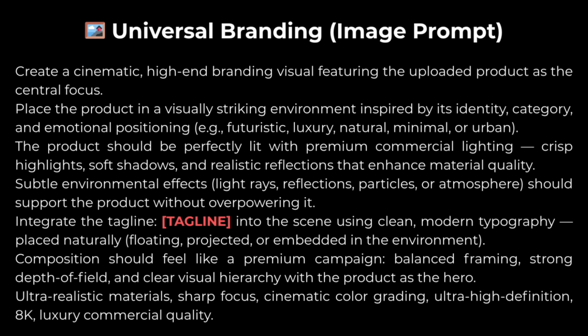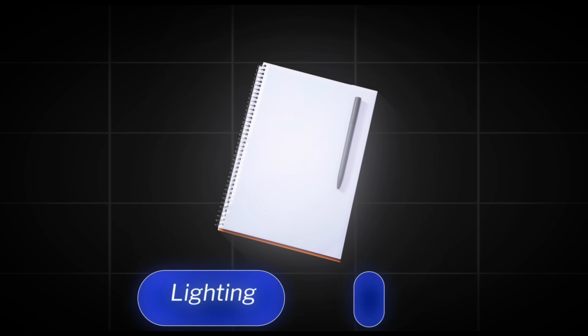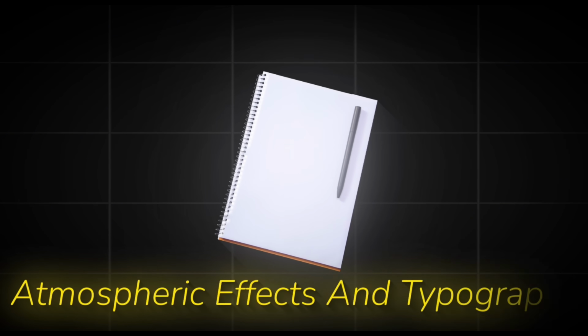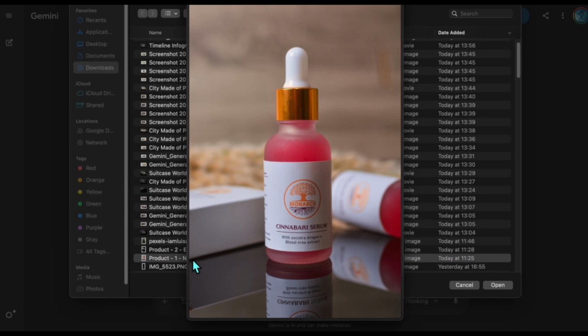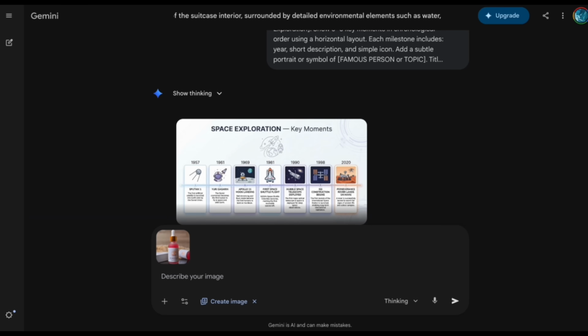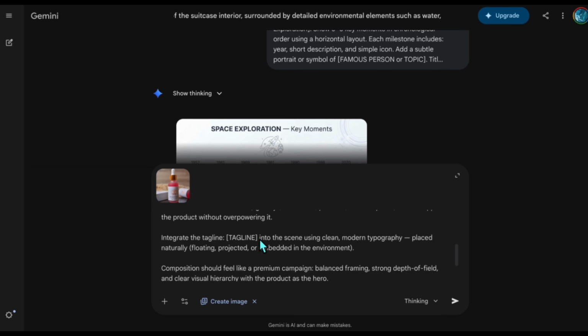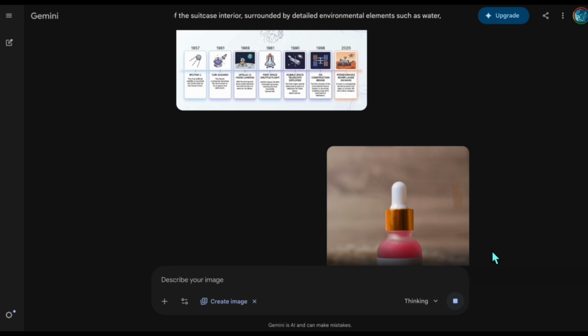Here is the universal branding prompt. Upload your product image, add your tagline, and the prompt builds a full cinematic commercial scene around it. Lighting, environment, atmospheric effects, and typography, all handled inside the prompt. First, I upload this product reference, which is a natural skincare product. Then I set the tagline to "Glow the Natural Way" and hit generate.